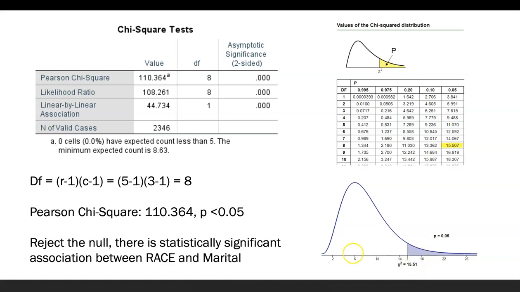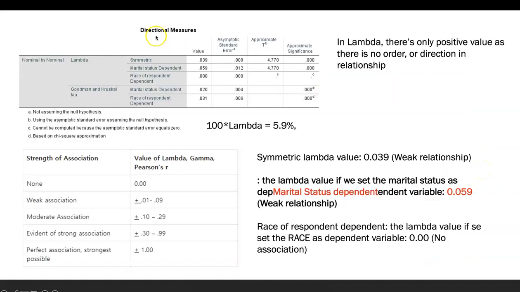So we would say that we reject the null. There is a statistically significant association between race and marital status. So that will be the full steps of hypothesis testing using the SPSS program when you have two nominal variables. So again, the directional measures: the chi-square, lambda, and lambda.